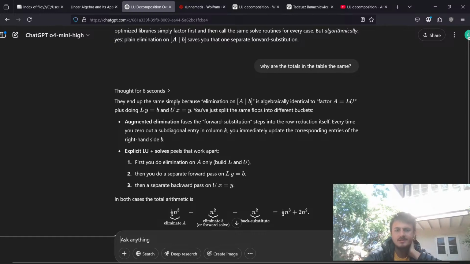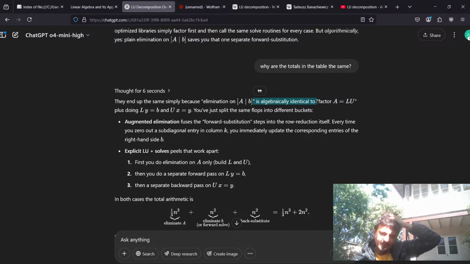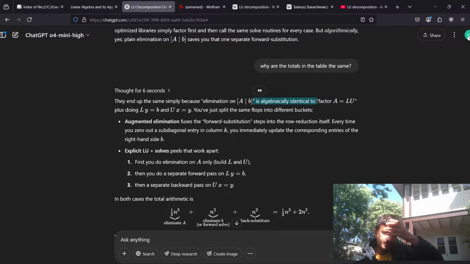They end up being the same because elimination on the augmented matrix AB is identical to factoring A equal to LU, plus doing Ly equal B and UX equal Y.